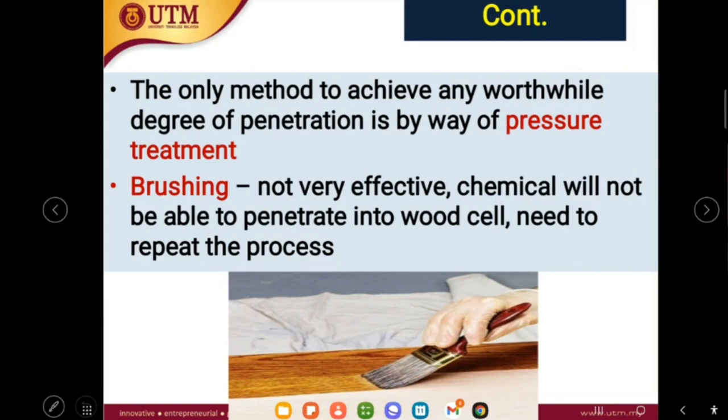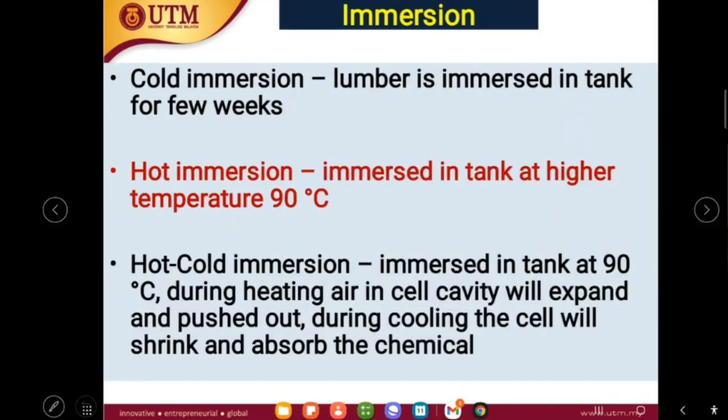You have to brush the preservative from time to time, and now we also have the solvent base of preservative. Sometimes you only need to spray on the surface of our timber, spraying only, to protect our woods, but that is not as effective as the pressure treatment.